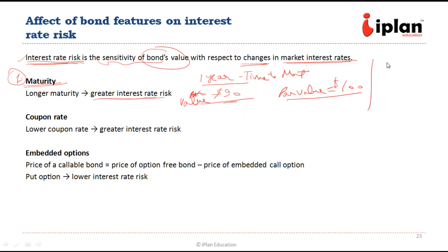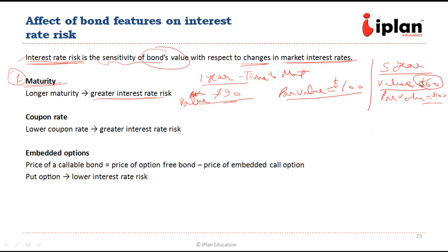Suppose if we have a 5-year bond, then the value is going to be much less. The value will be say $60. Okay, if the par value is $100, the value is going to be lower.